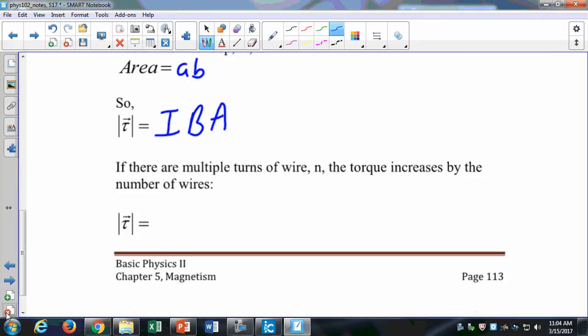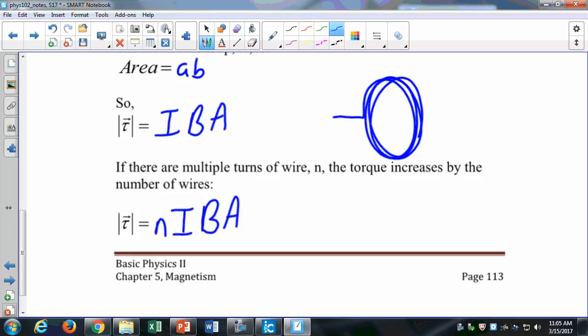All right, so also, if we have multiple turns of wire, this was just for one turn of wire, but I think that you can imagine that if I have multiple turns of wire, N, then this torque is just N times I times B times A. If you have a coil of wire, we did this for a rectangular coil, but it's also true that if you have a circular coil, which is usually what you have, this is called the armature of an electric motor. If you have a circular coil, it's still N times I times B times the area, so pi r squared for a circular coil, or whatever type of coil that you have.